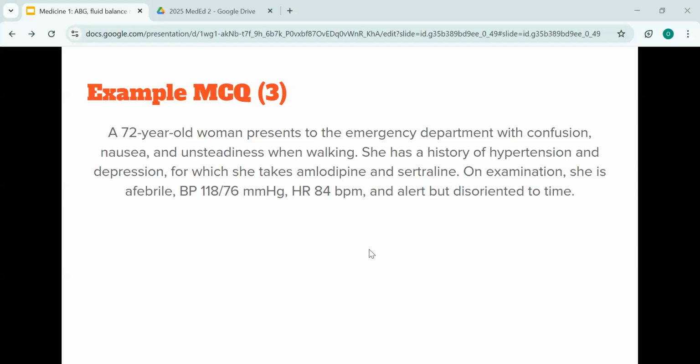Fab. We've got 7 more slides to go and then we're done. And they're all multiple choice questions. So we'll go through these again for the sake of time and we'll chat through them together.